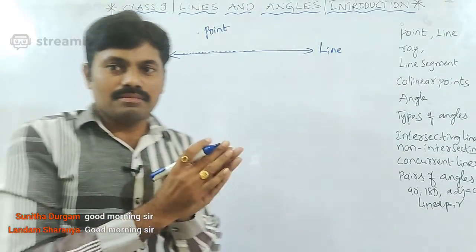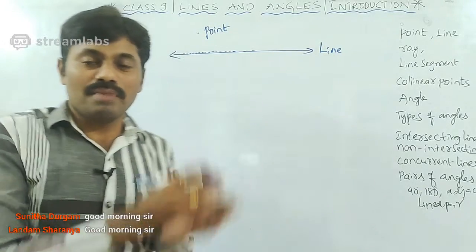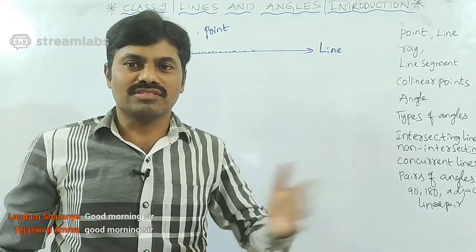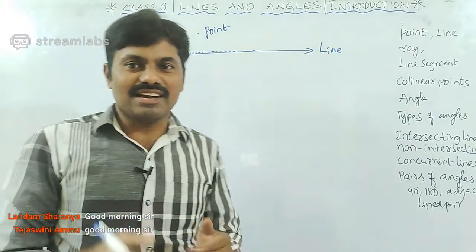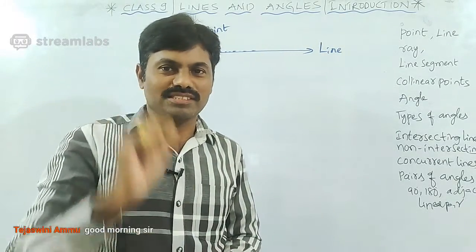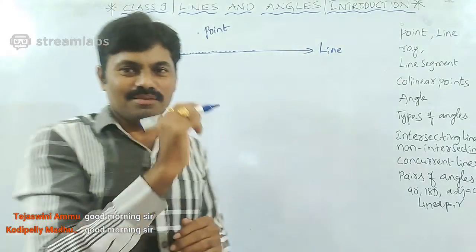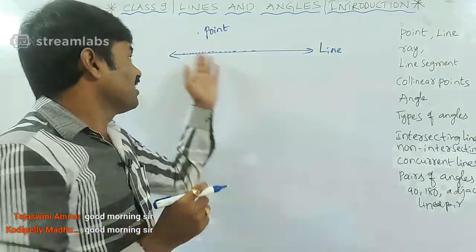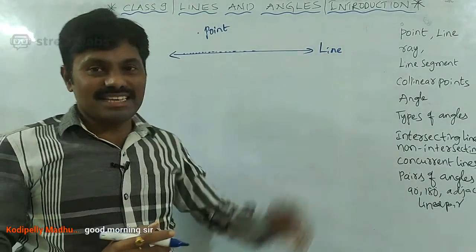Line is a major vocabulary term. Based on this we define many terms in geometry. Point means it doesn't have thickness, length or breadth. For appearance I have kept a big dot here. Clear? Now this is a line.